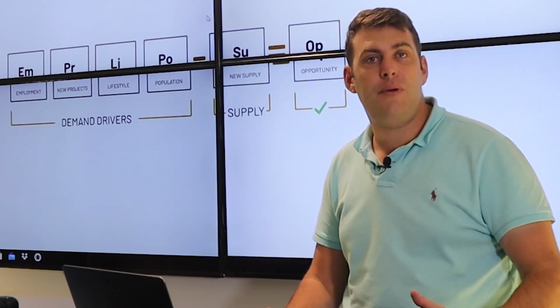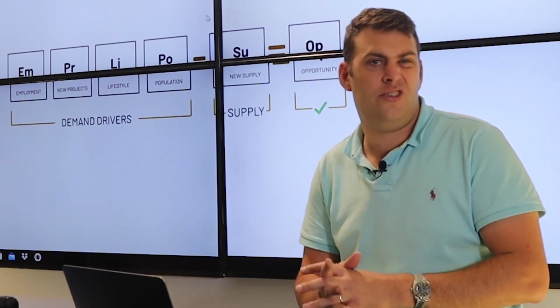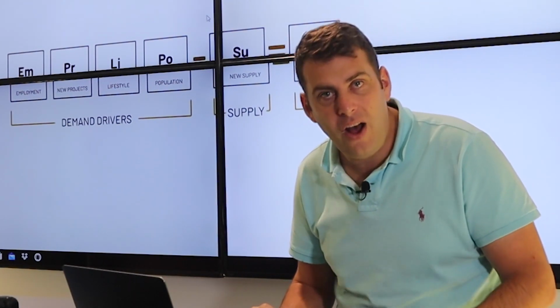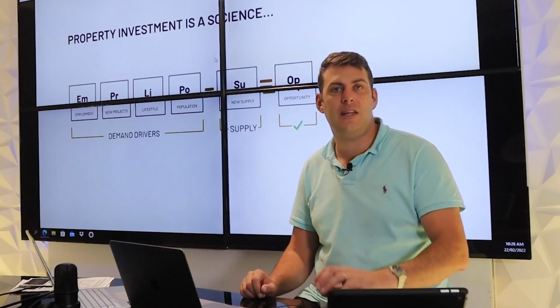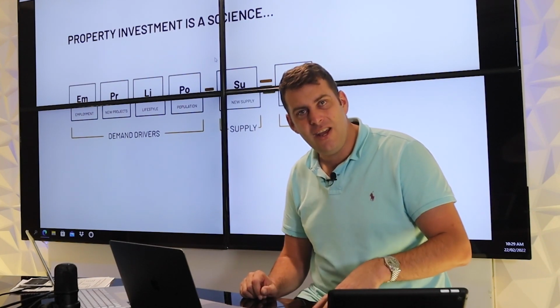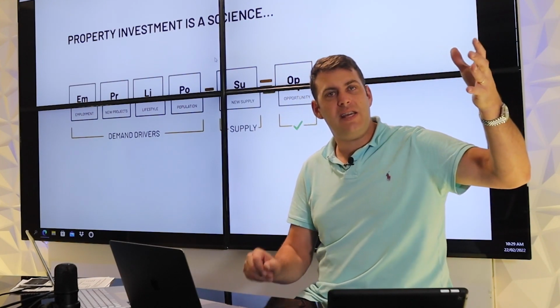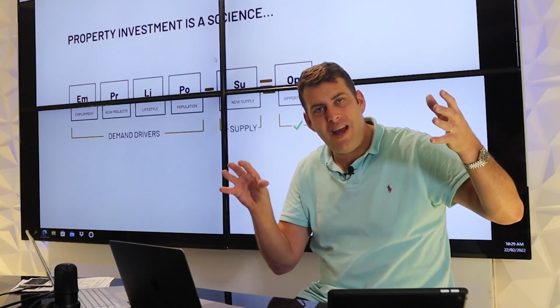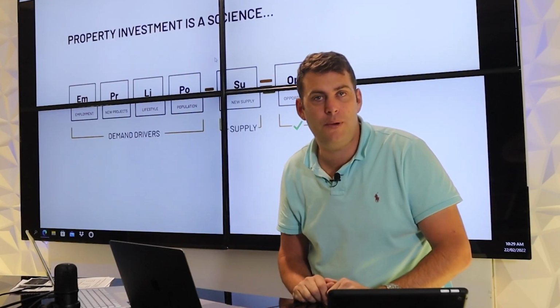Then we need to take a deeper dive at a more granular level to determine, is this the right time to buy in this area of opportunity? And so that's probably going to be the focus of today. We've got to focus on, is there opportunity here? And is it the right time to buy in this area to capitalize on that opportunity?